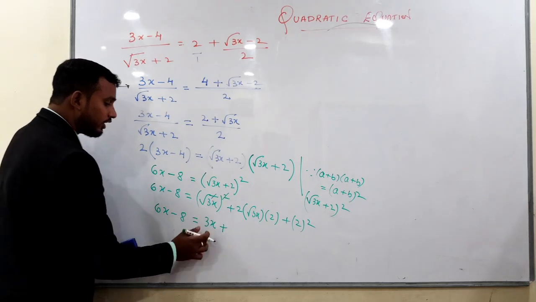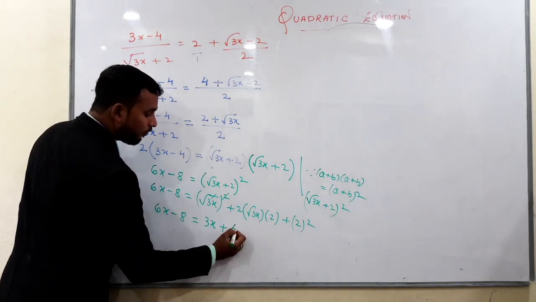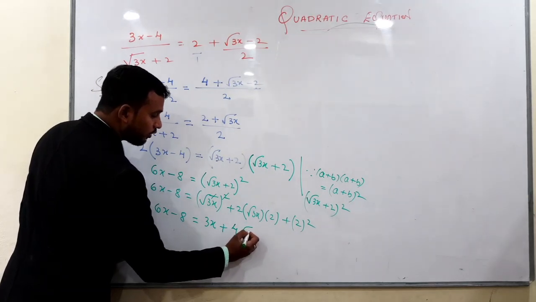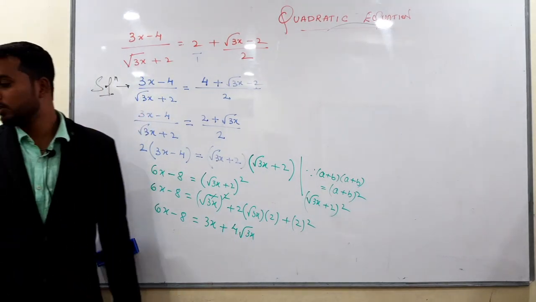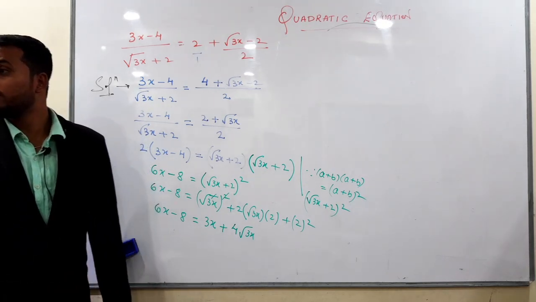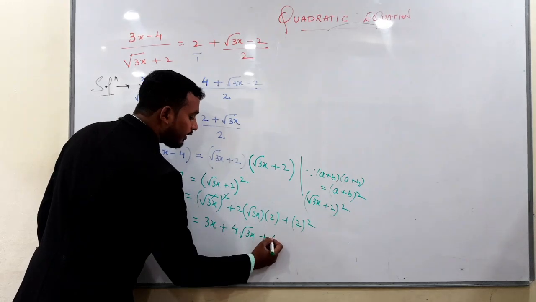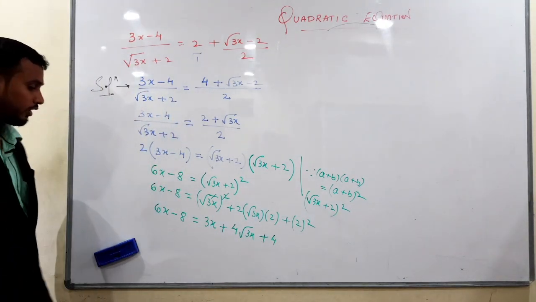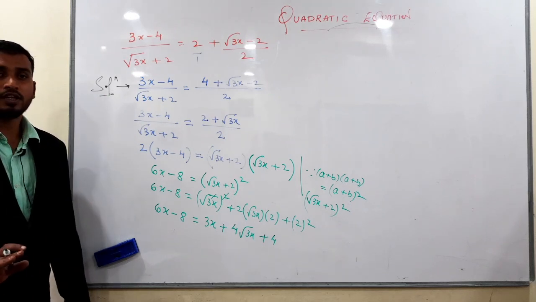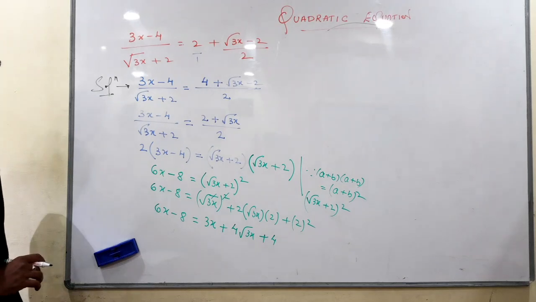Okay. 3x plus 2 2s are 4 root of 3x. Is this clear? 4 root of 3x plus 2 square is 4. 2 square is 4. Any doubts? Concept clear? Good. Now what should we do?